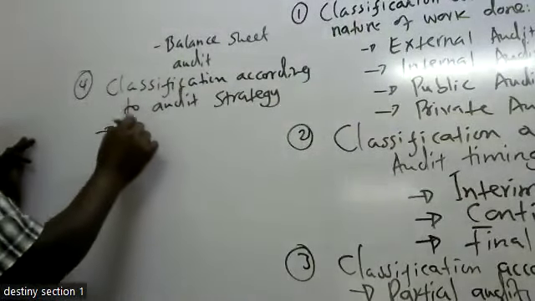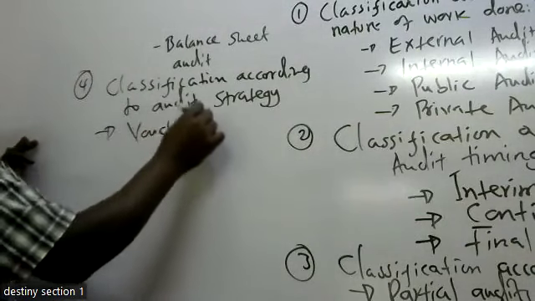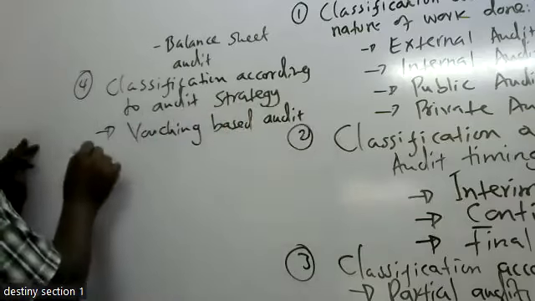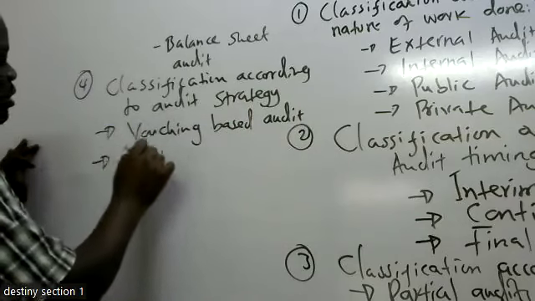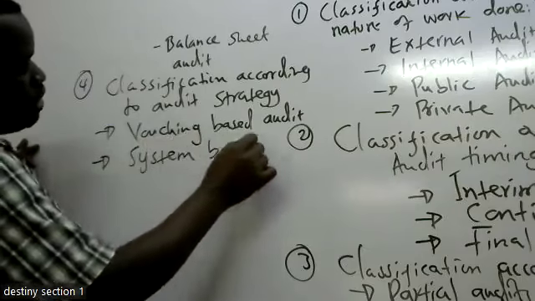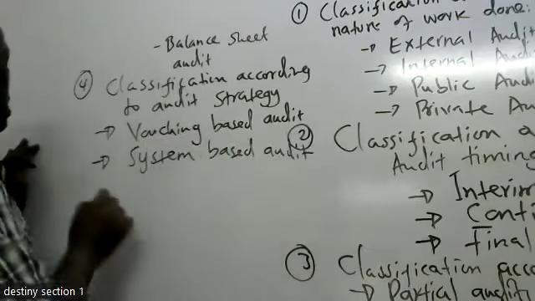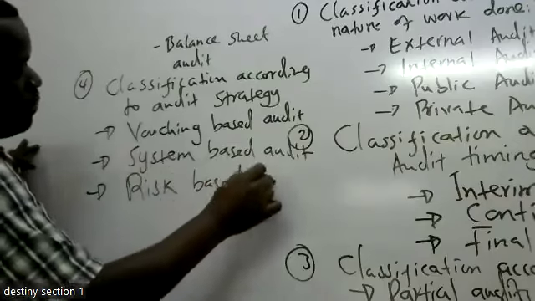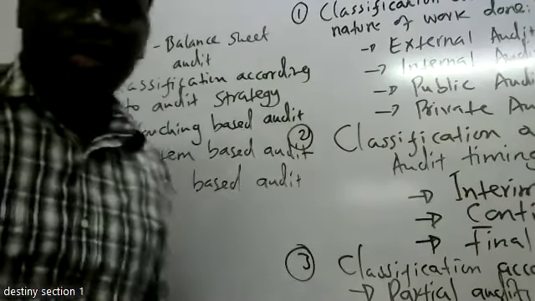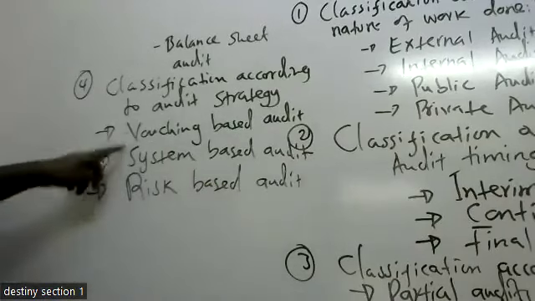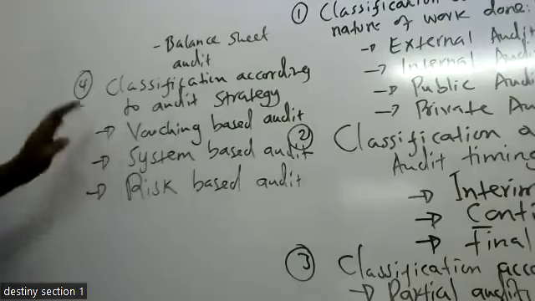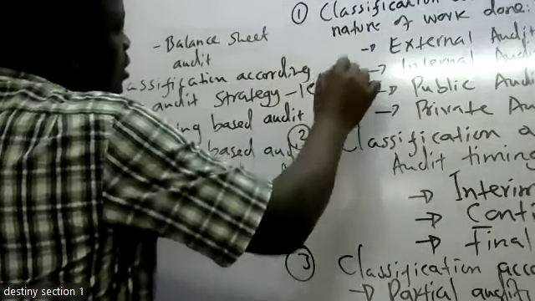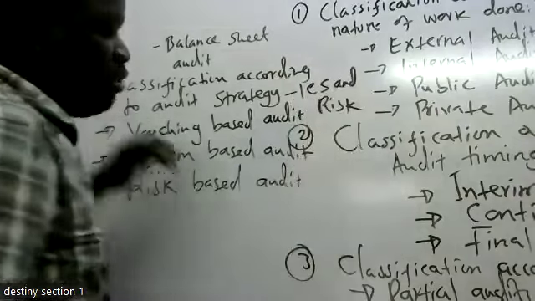You have the substantive-based audit strategy. Number two, we have the system-based audit. And number three, we have the risk-based audit. So there are three categories of audits: the substantive, the system, the risk. These are normally determined by the nature of the ICS, the internal control system, and risk. This will determine which strategy is adopted by the auditor.